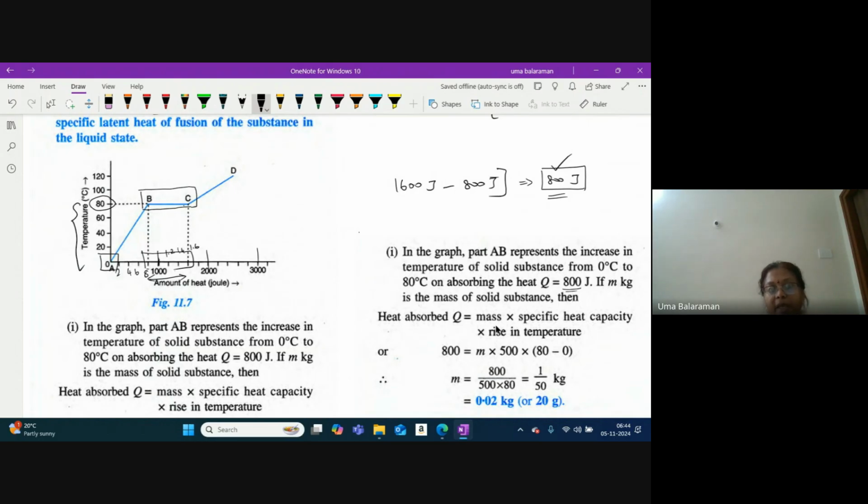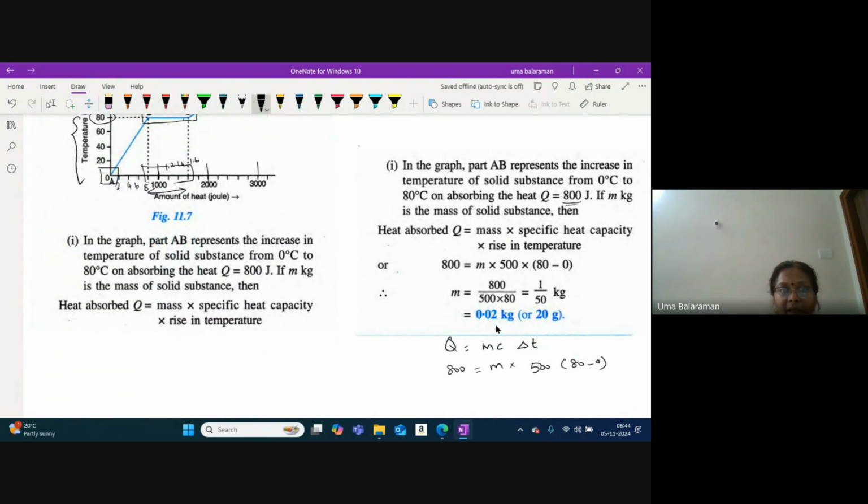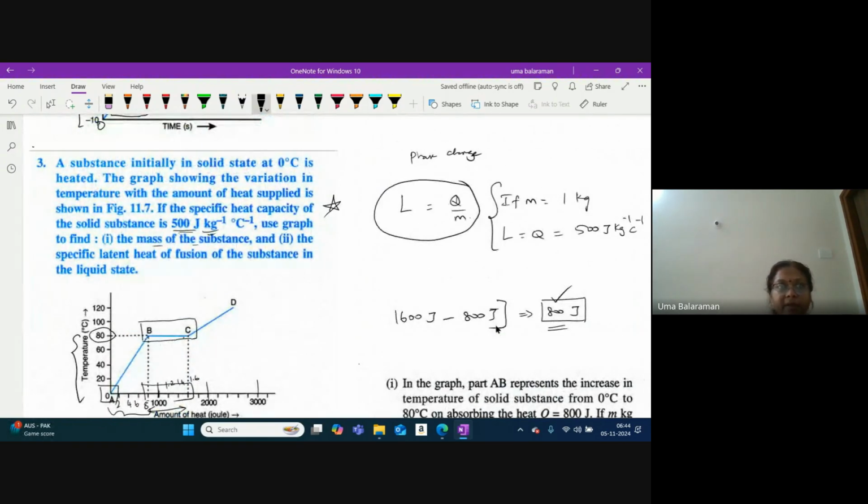From B to C, sorry, they are taking A to B. I should not take B to C. In the graph, A to B is 0 to 80 degrees Celsius and the heat energy is 800 joules. Let me just completely cut this off.